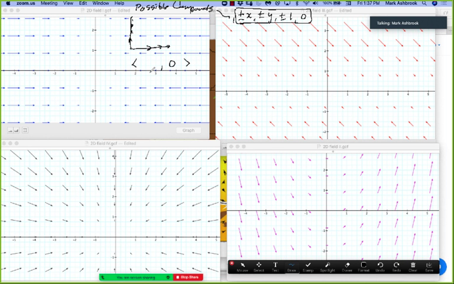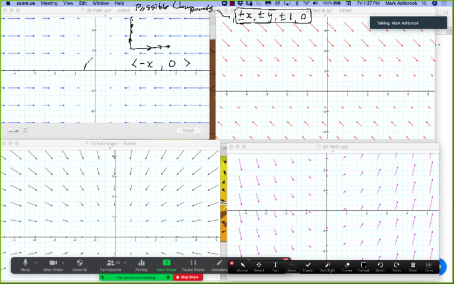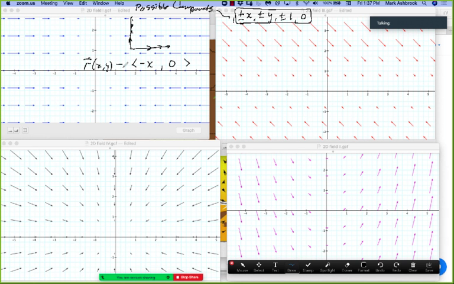So what does this have to be? Negative x. If your x coordinate is positive, you get a negative x component in your vector, and those components get more negative the bigger your x coordinate gets. Similarly over here, the x components are positive when the x coordinate is negative, and as your x coordinate gets more negative, your components get more positive. That's exactly what negative x is. Questions on this first one? Does it make sense?